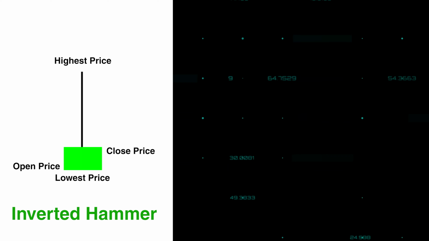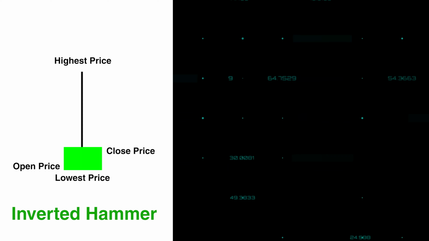Think of it like a battlefield. Sellers have been winning for a long time. Then suddenly, buyers launch a strong counterattack. They don't fully win the battle that day, but they show strength. They prove they are present. That's what the inverted hammer represents, a warning to sellers that their dominance may be coming to an end.